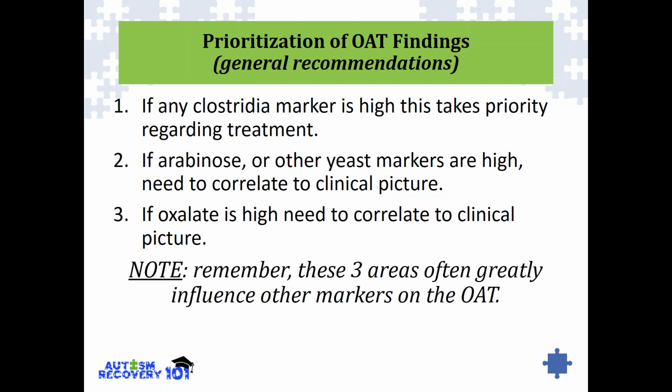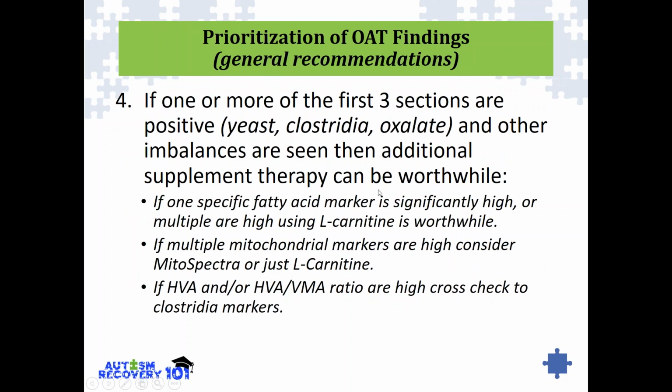Usually the worsening of behavior would generally dictate how intense or assertive you become with certain therapies. But the key point is that these three markers and these three sections I just talked about can radically influence other sections and markers on the organic acid test. So that's really where the priority often needs to be given.